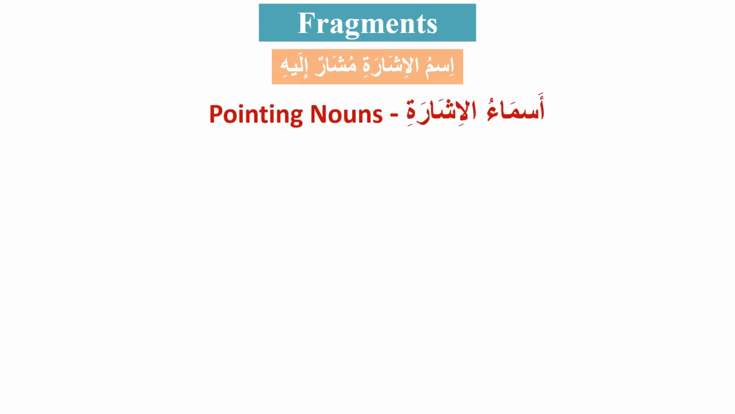So first we will see how much we remember. Again, Asma'ul Ishara means pointing nouns. Ism is singular, Asma'u is plural. First we need to revise the Ismul Ishara used for near. There was a full table for masculine and a full table for feminine. If the person you are pointing at is masculine, then you use masculine Ismul Ishara. But if you're pointing at something feminine, then you use feminine Ismul Ishara.